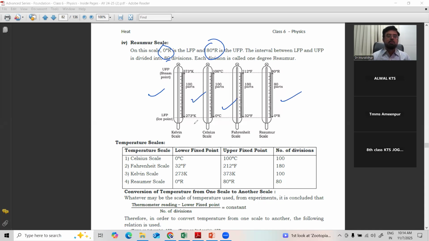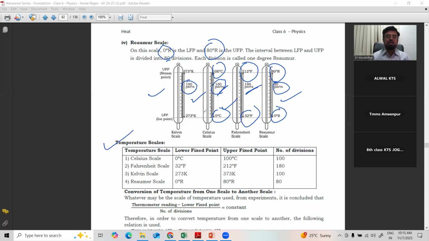So Kelvin is given 273 as the lower fixed point, highest is 373. So how many total divisions? 100. Similarly, the Celsius scale starts with 0, ends with 100, and total divisions are again 100. Fahrenheit starts with 32, ends with 212, so total divisions are 180 because 212 minus 32. Of course, Reaumur 0 to 80, total divisions are 80. That same thing is given in the table also.